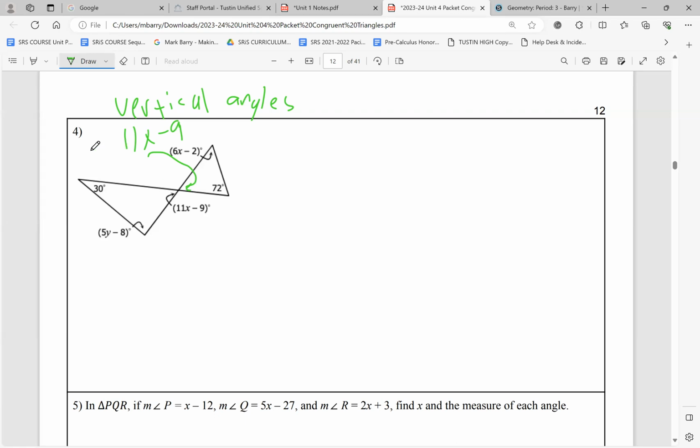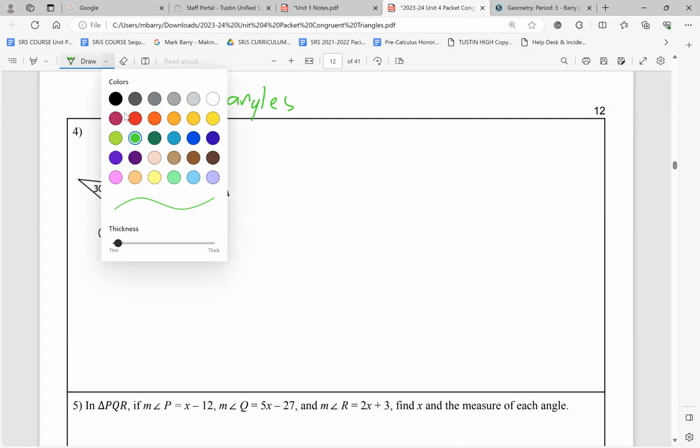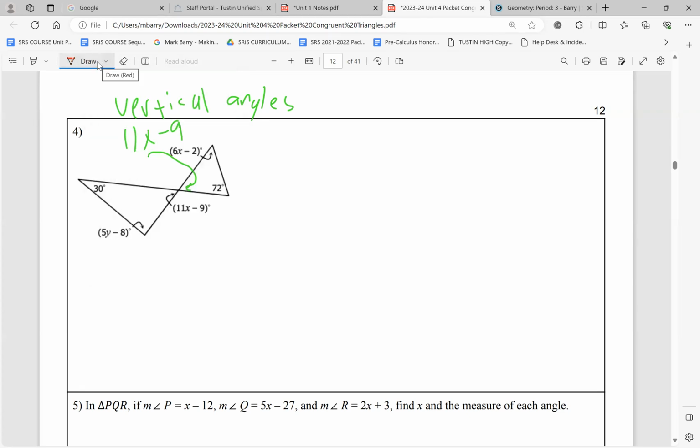Okay, so we'll go ahead and grab all the angles from in there, add them up, and equal them to 180. All right, so we get 11x minus 9 plus 6x minus 2 plus 72 equals 180. We do have to add up all three angles, even though that last angle, the 72, doesn't have an x in it. We still do need to add it up here.